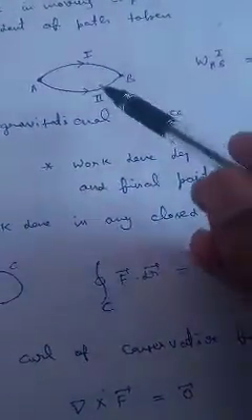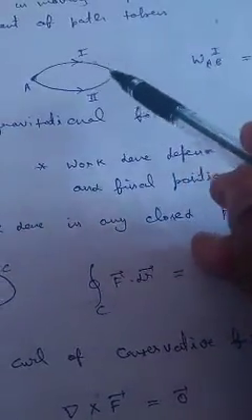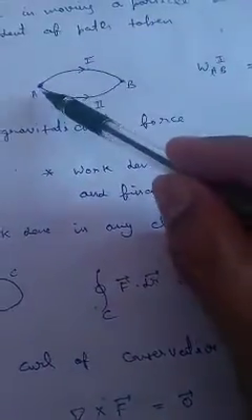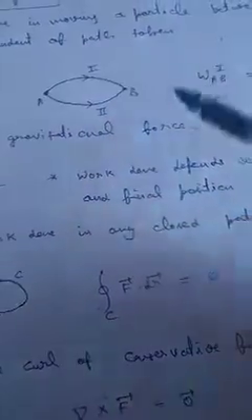So what are the properties of conservative force? First thing we have already seen: work done is independent of the path taken. Whatever path you take, work done will remain the same. It only depends on the initial position and final position.